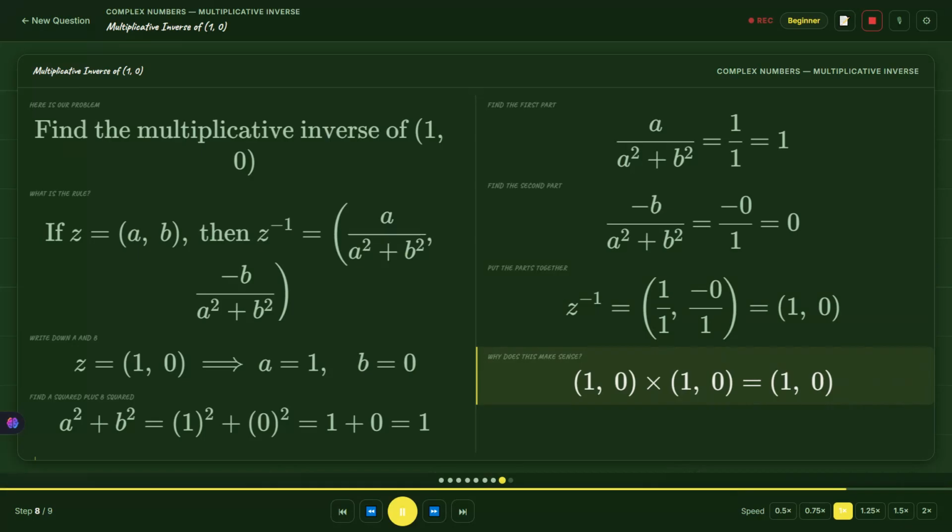This makes a lot of sense. The number 1, 0 is just the number 1. And 1 times 1 is 1. So 1 is its own multiplicative inverse.